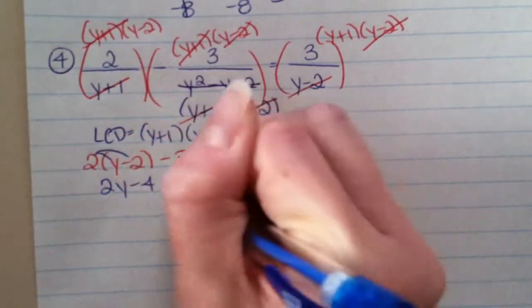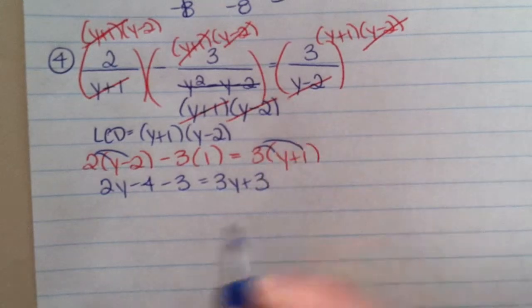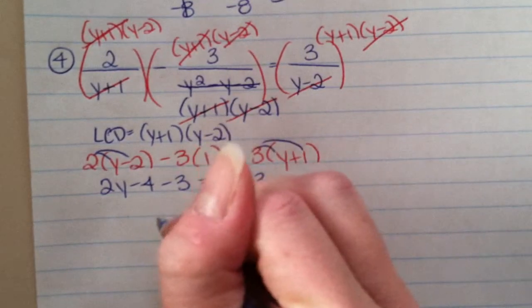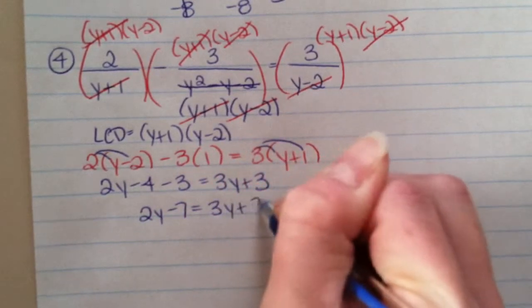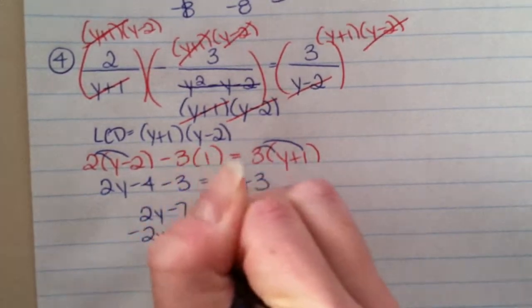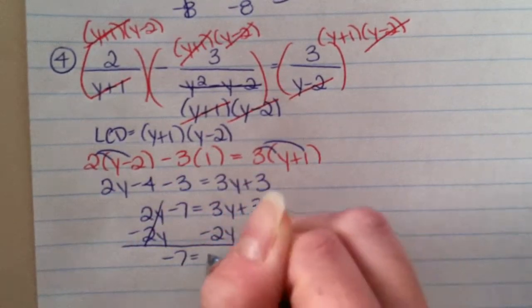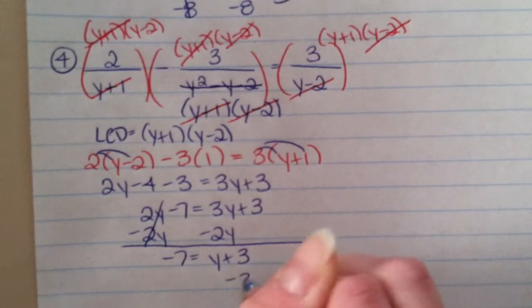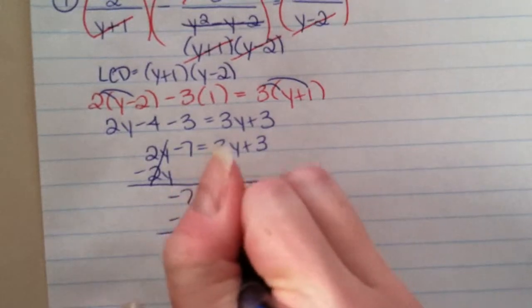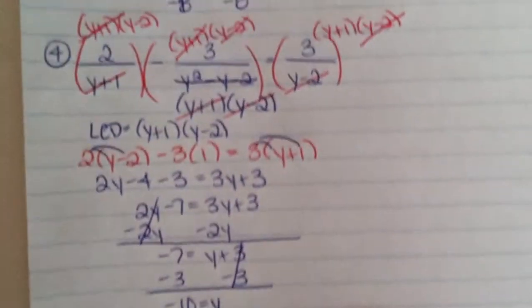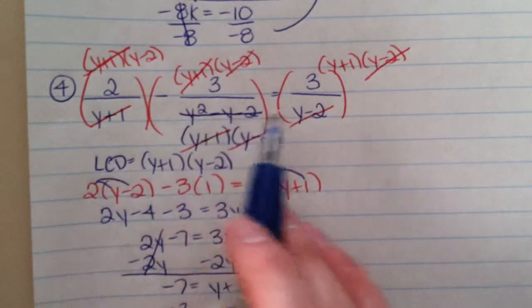2y minus 4 minus 3 equals 3y plus 3. Combine like terms over here. 2y minus 7 equals 3y plus 3. Subtract the 2y on both sides. Negative 7 equals y plus 3. Subtract the 3 on both sides. Negative 10 equals y.